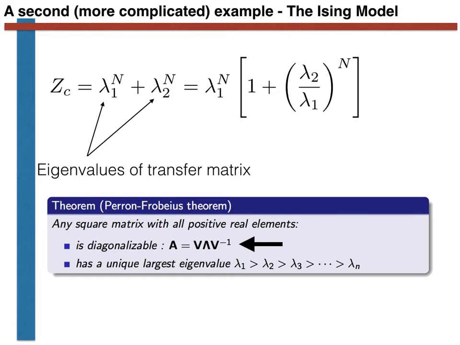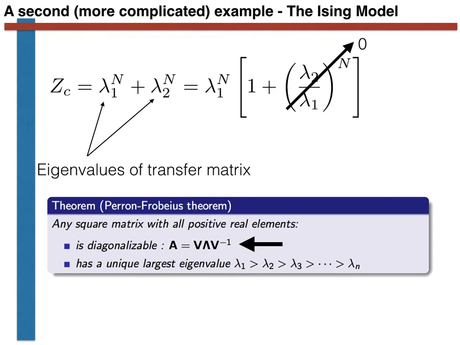In this video, we are going to use an additional fact from the Perron-Frobenius theorem, namely that any square matrix with all positive real elements has a unique largest eigenvalue. This is useful as it allows us to state with certainty that the quotient in the expression at the top of this slide tends to 0 as n tends to infinity.